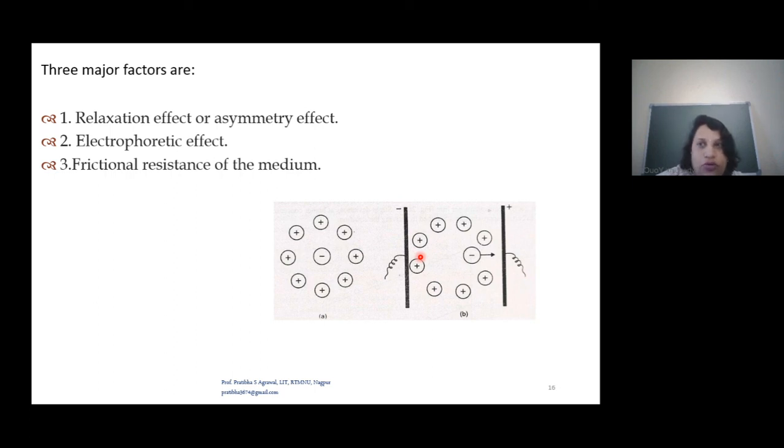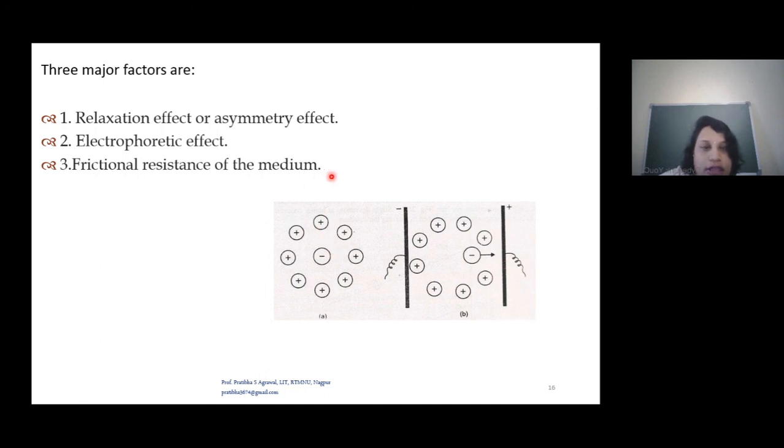Now the electrophoretic effect. In the electrophoretic effect, on application of EMF, the central ion moves in one direction and the oppositely charged ions which are present in the ionic atmosphere move in the opposite direction. It means that the central ion is moving against the flow, against the stream. So the motion of the central ion is retarded. This is known as the electrophoretic effect. The speed is retarded.